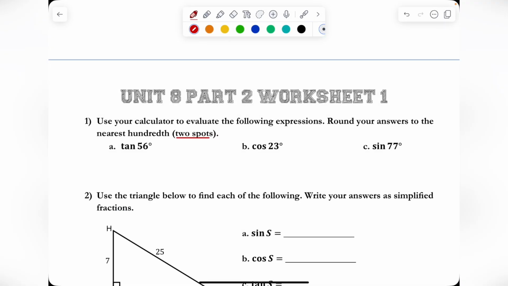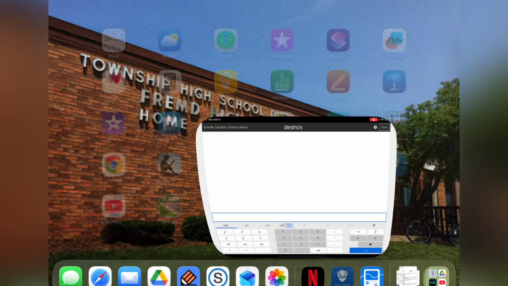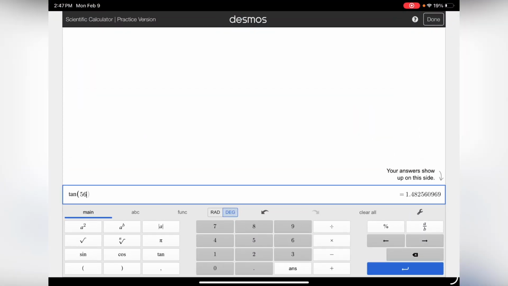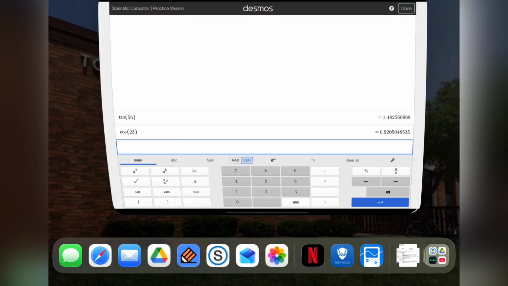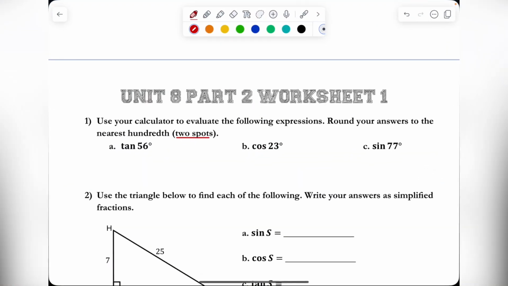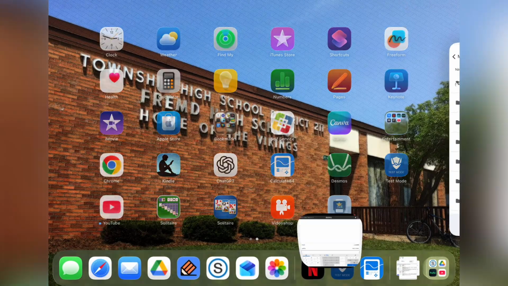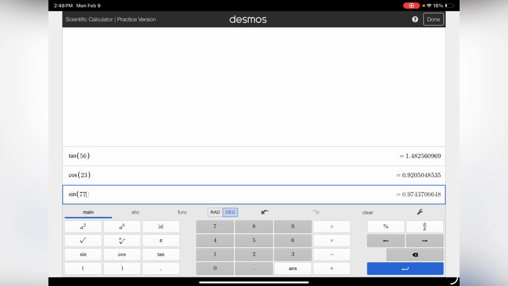So that's what's going on. We're going to type in tangent of 56. So I'm going to hit the tan button, 56. That's my answer, 1.48. Cosine of 23 was the second one. That's my second answer. And the third one, sine of 77. Here it is, sine of 77. And there's my third answer.